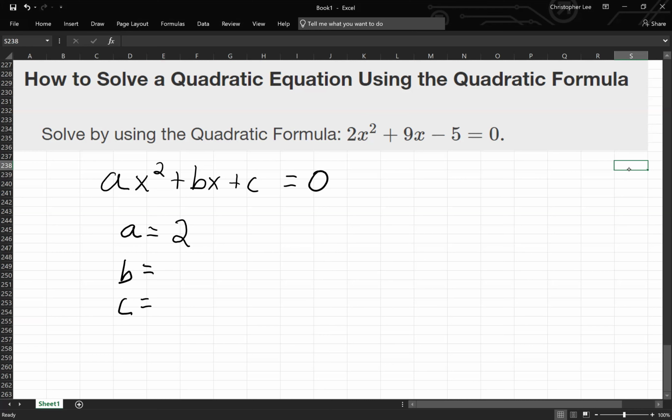B is the number that's in front of x. In our equation, b is going to be equal to 9. And c is a number that's just by itself. C is going to be 5, right? Very good.